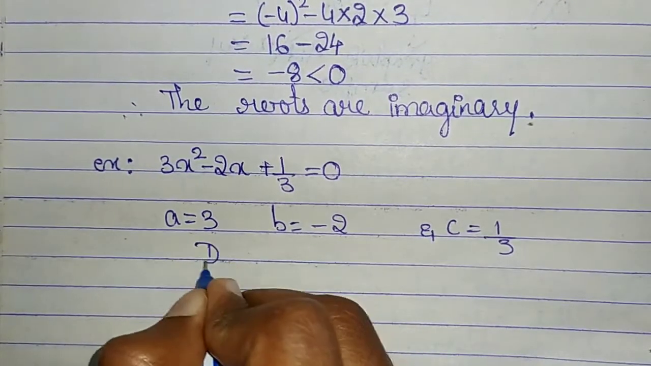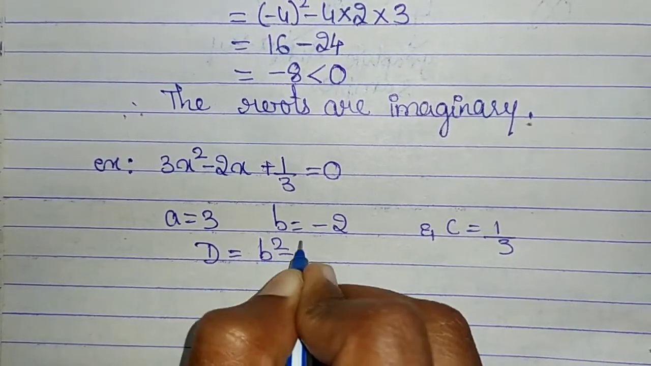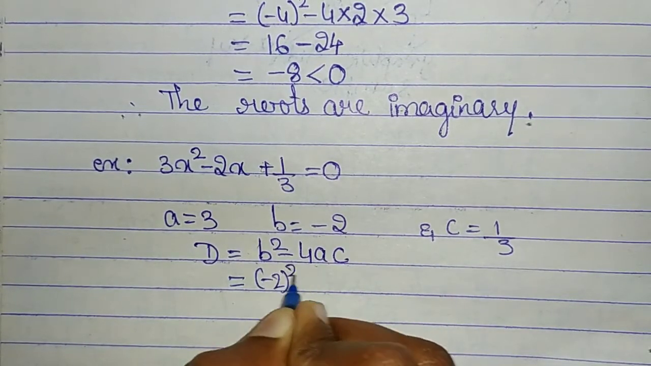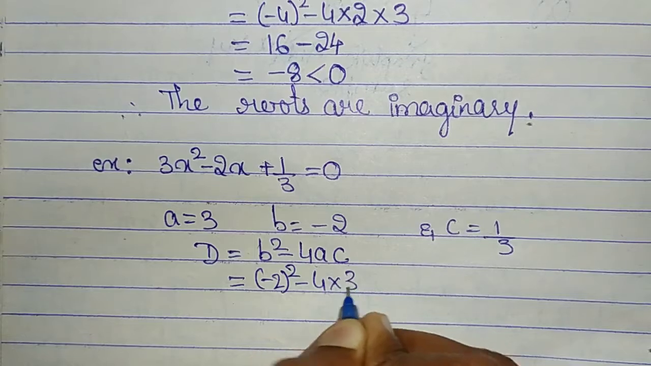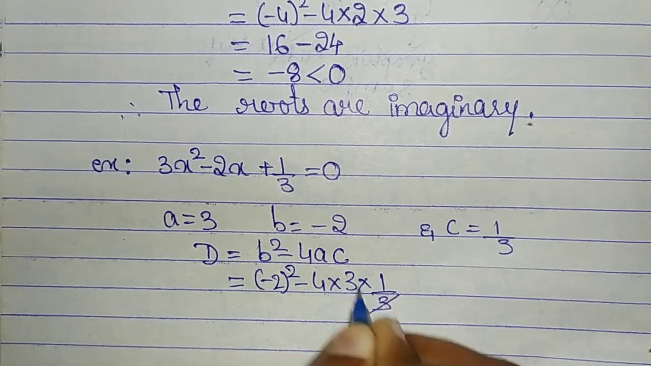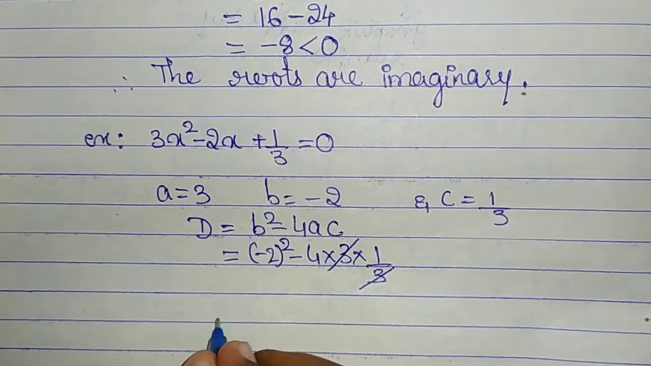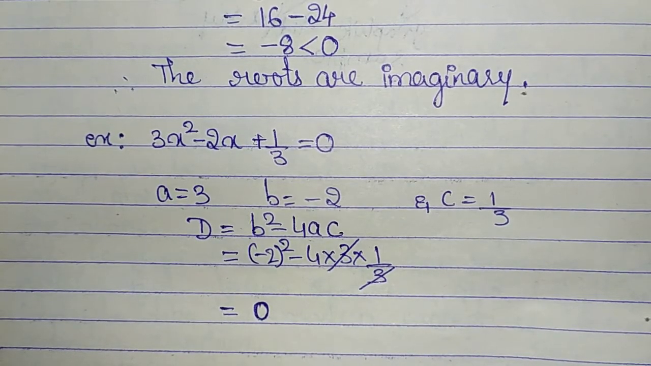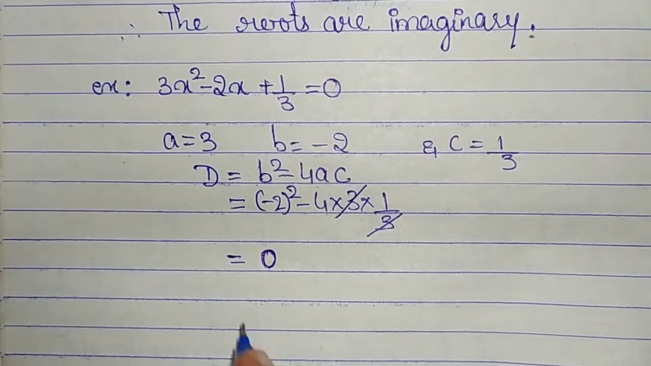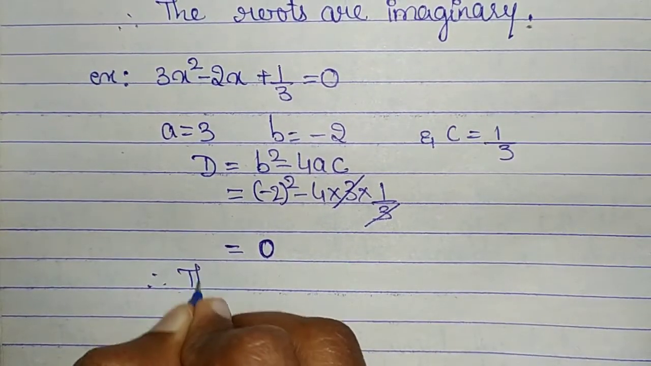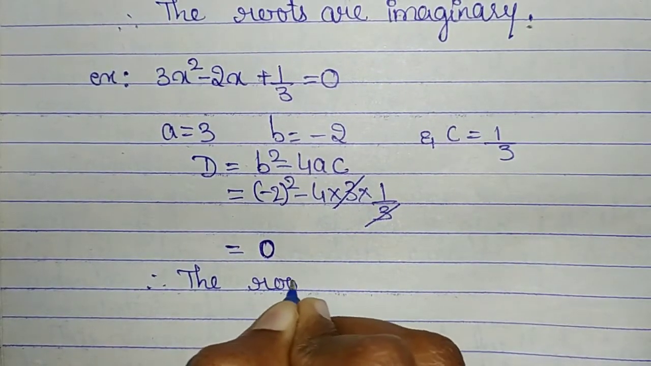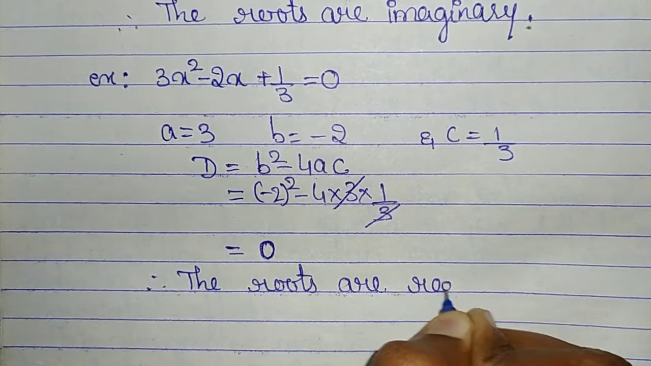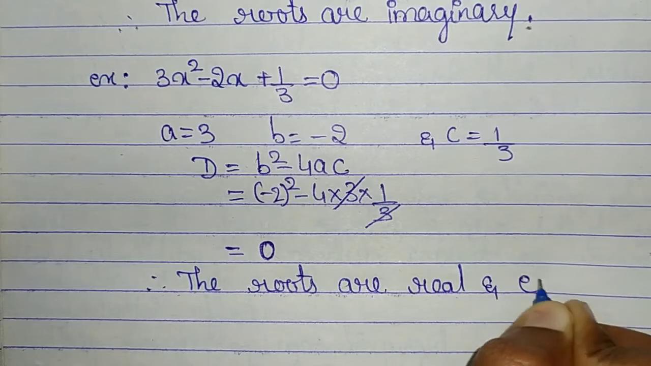So discriminant d is equal to b square minus 4ac, which is equal to minus 2 whole square minus 4 into 3 into 1 by 3. The 3s cancel. So we got 4 minus 4, which is 0. So when the discriminant is equal to 0, the roots of the equation are real and equal.